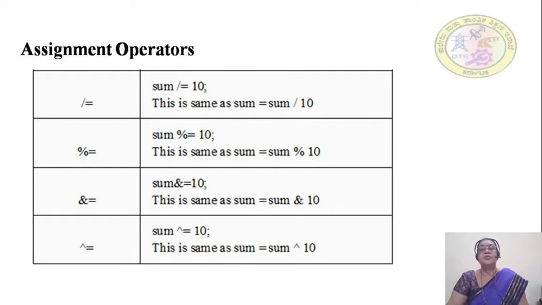AND equal to: we can write sum AND equal to 10, which is the same as sum is equal to sum AND 10. XOR equal to: sum XOR equal to 10, which is the same as sum is equal to sum XOR 10.